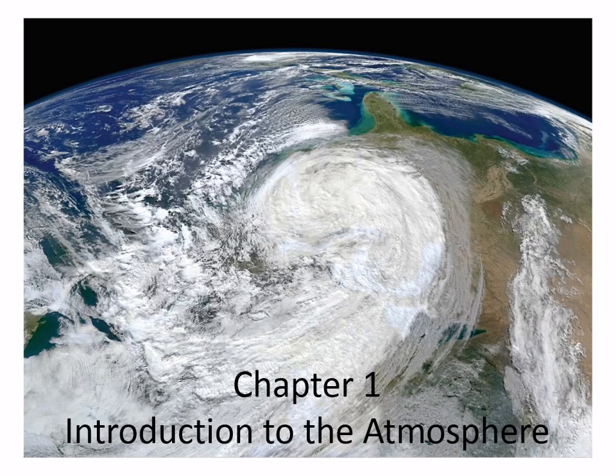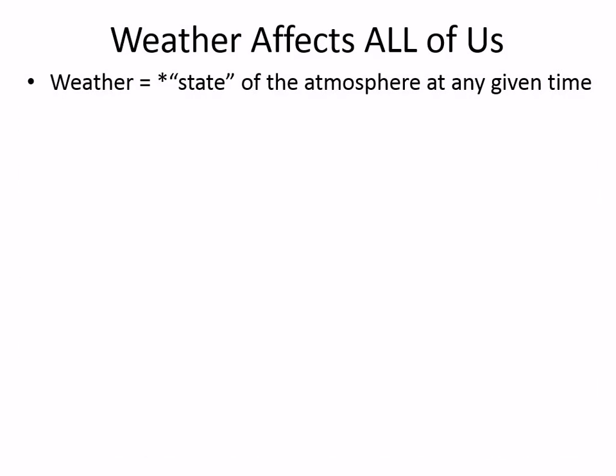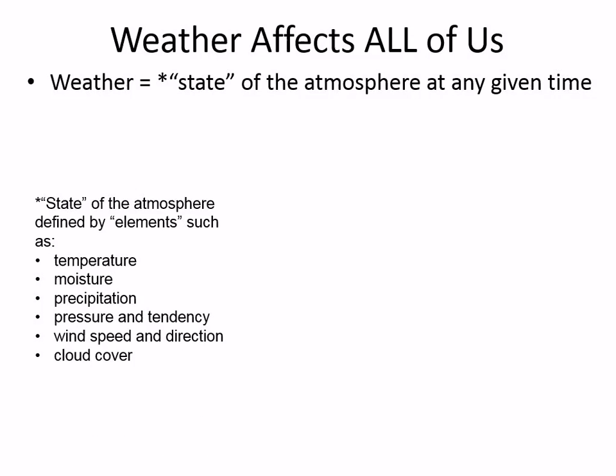So the first chapter, we're going to talk about the Earth's atmosphere, with an emphasis on the Earth's atmosphere. But in this course, it's meteorology. So, of course, we're going to study the weather. And weather, by definition, is the state of the atmosphere at a given time. And when we say state, we mean what is the temperature of the atmosphere, what's the water vapor present, what's the precipitation doing at a given time.